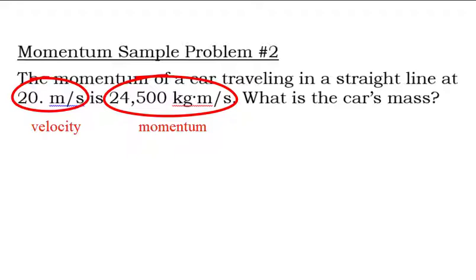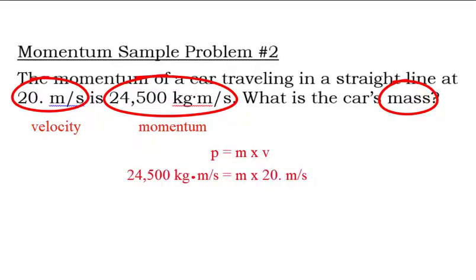What's our unknown? What are we looking for? We're looking for the vehicle's mass. Just like in the first sample problem, we'll begin with the basic equation for momentum, P equals m times v. However, in this problem, we're not looking for momentum, we're looking for the car's mass. We'll begin by substituting what we do have in that expression and then do the rearrangement so that we can solve for the mass.